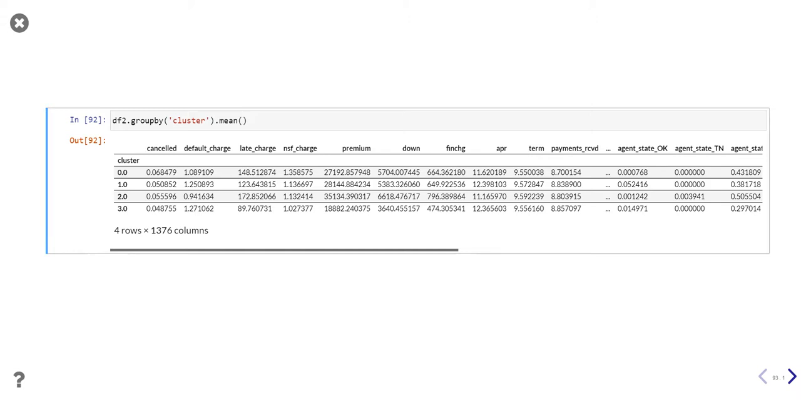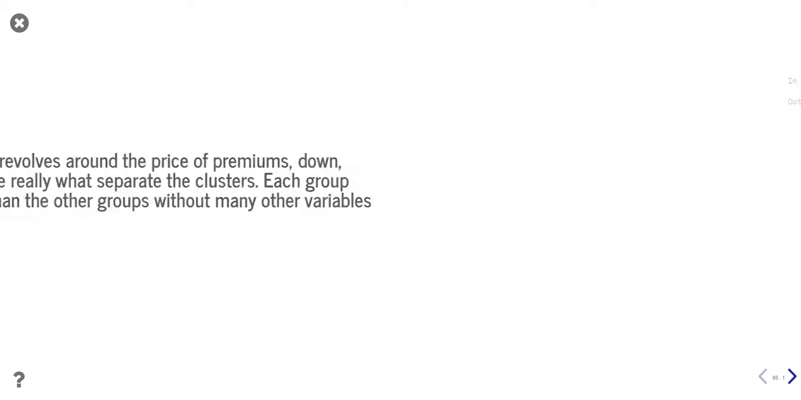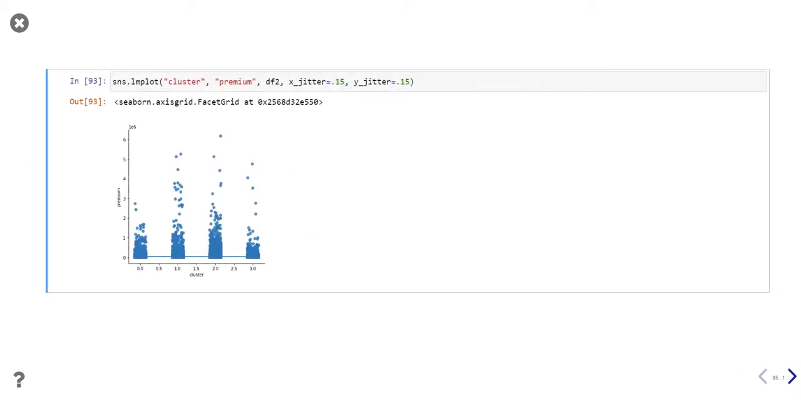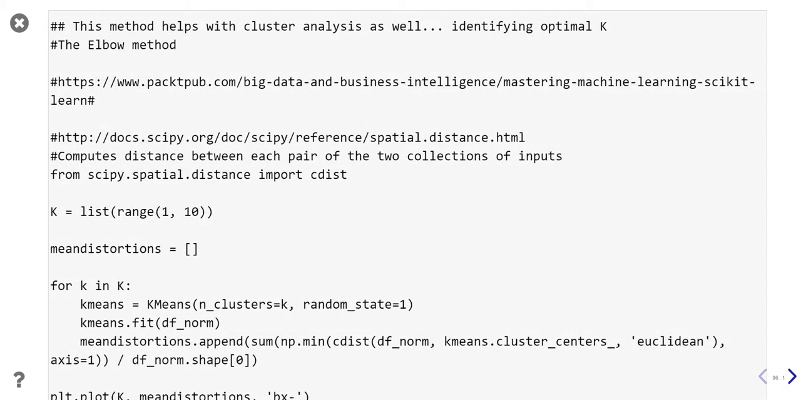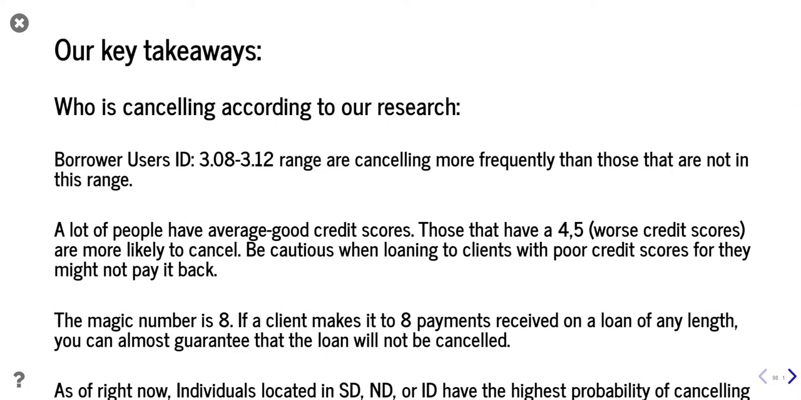This helped me just characterize the clusters a little bit more, and we saw the biggest differences really did revolve around prices, monetary values, premiums, down payments, late charges. All these things were really what separated each cluster from another, and there's a little visualization to show the density differences. And then lastly, there's a K elbow optimal method as well that we could explore at the end as well. So final analysis and storytelling are key takeaways.